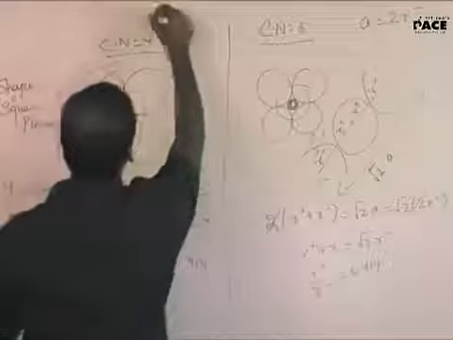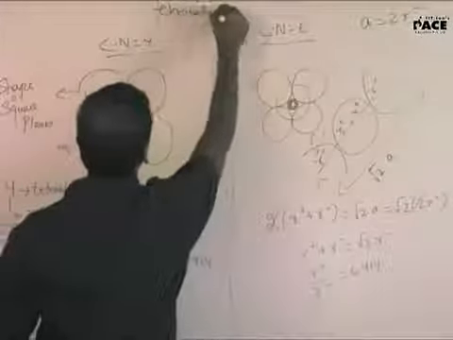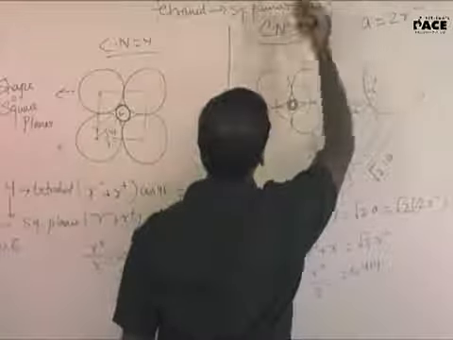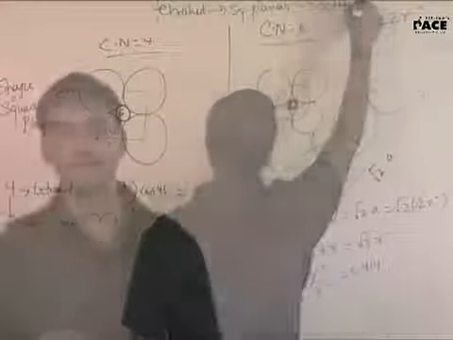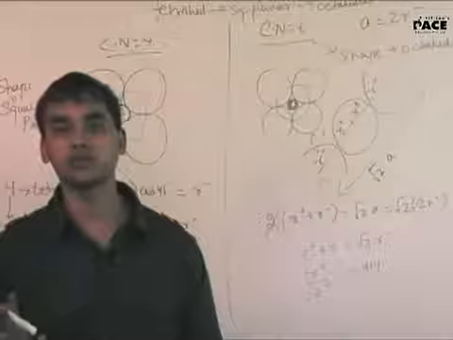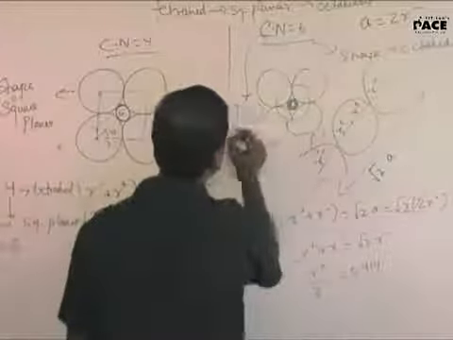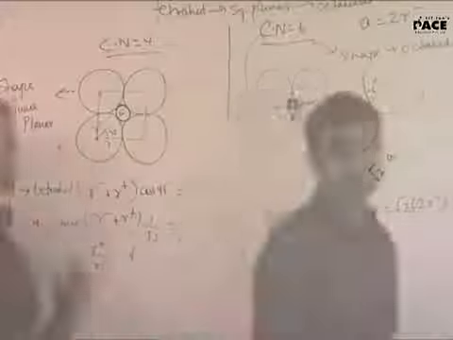So I can say it is like this. Tetrahedral changes to square planar, which changes further to octahedral. Are we clear? Coordination number 6 implies FCC. That's why I'm using this thing.